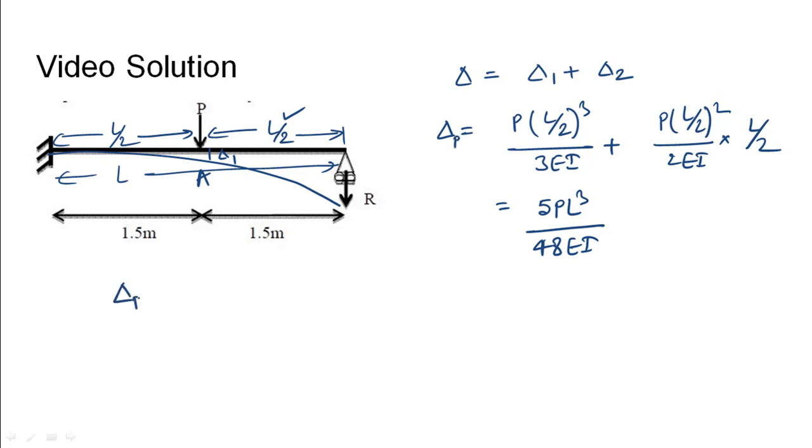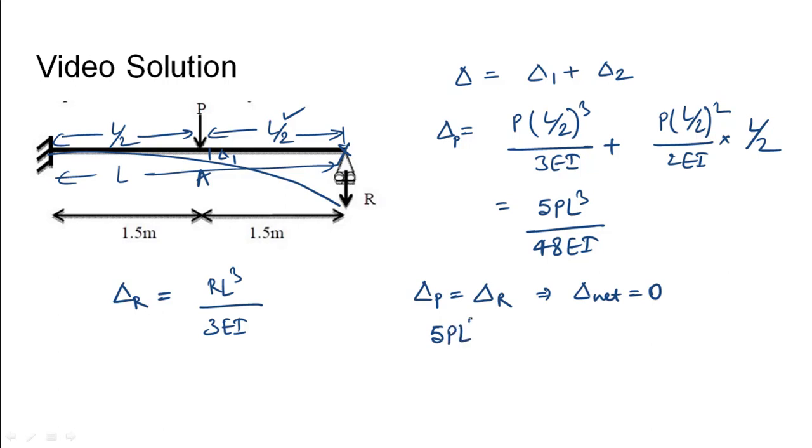Now there will be an upward deflection due to R load, that will be equal to RL cube divided by 3EI. This is similar to a load acting at the free end of a cantilever beam. Due to the propped nature of this beam, delta P, that is the downward deflection, should be equal to the upward deflection. This signifies that the net deflection at the propped end should be 0. So comparing the two values, 5PL cube by 48EI should be equal to RL cube divided by 3EI. So the value of R would turn out to be 5P over 16.